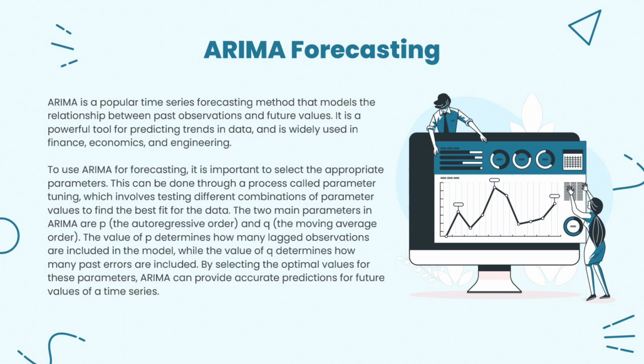The two main parameters in ARIMA are P, the autoregressive order, and Q, the moving average order. The value of P determines how many lagged observations are included in the model, while the value of Q determines how many past errors are included. By selecting the optimal values for these parameters, ARIMA can provide accurate predictions for future values of a time series.